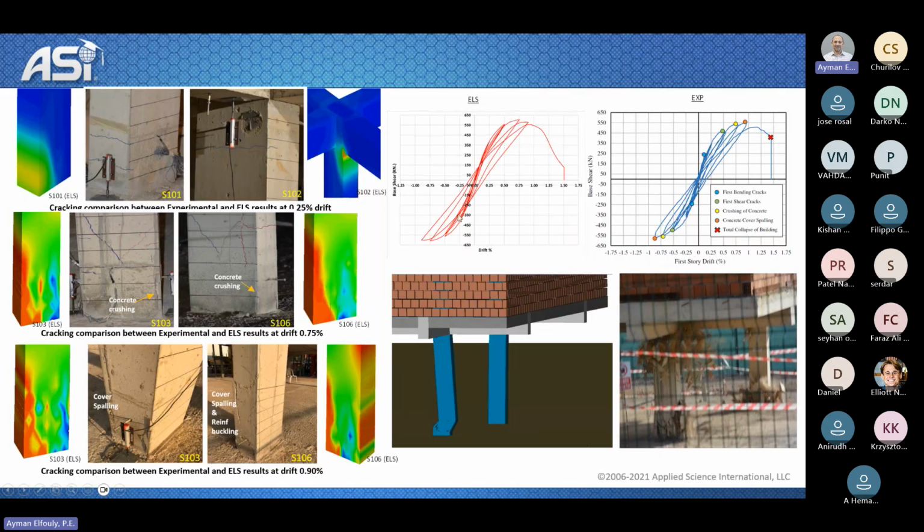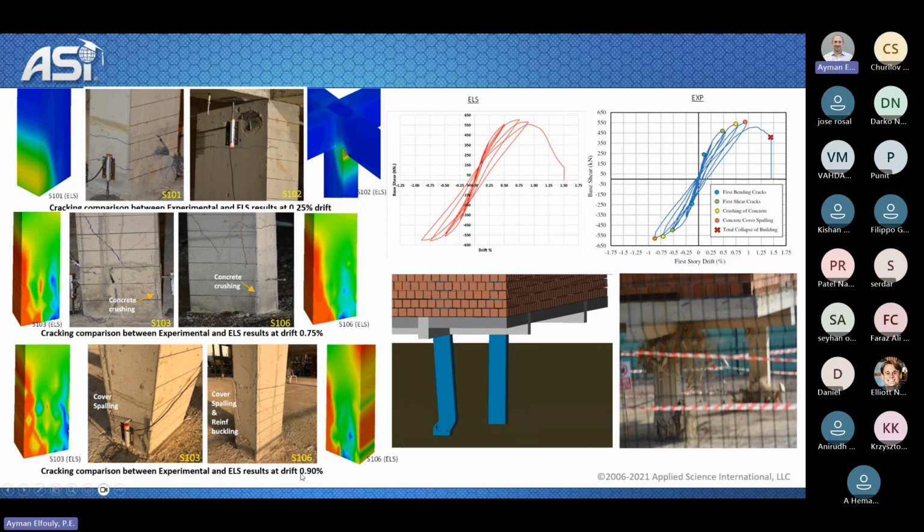This is a comparison between the base shear versus the drift, and we see a very good match between the experiment and the ELS results, not only in terms of the drift and base shear, but also in terms of the cracking. So we see here at 0.25% drift, flexural cracking at the bottom of the column and at the top of the column. And at 0.75%, we begin seeing some compression failure at the columns.